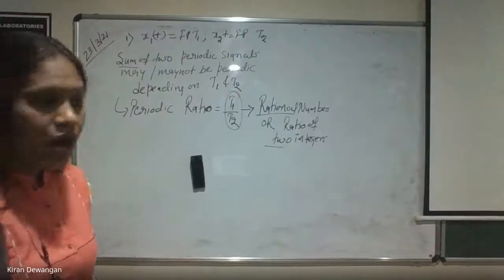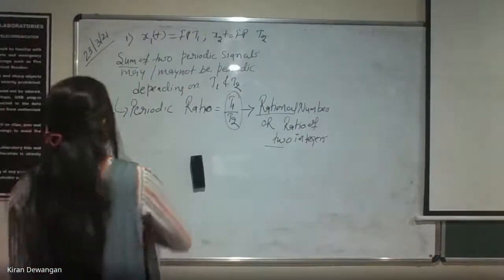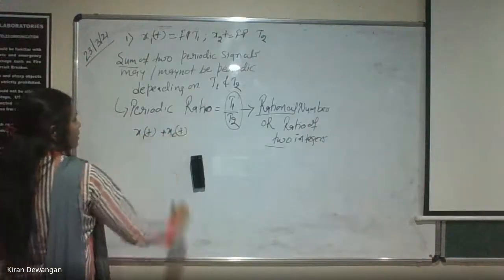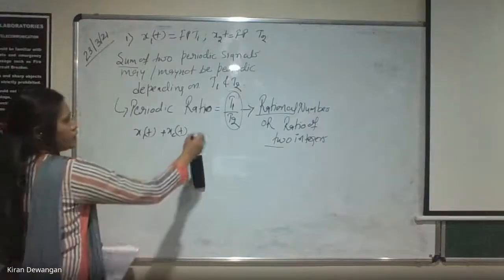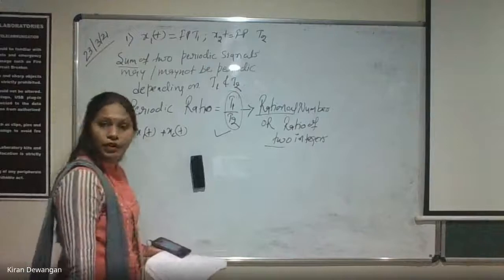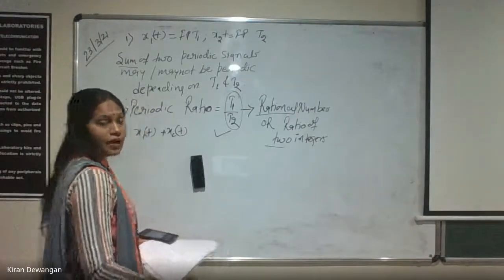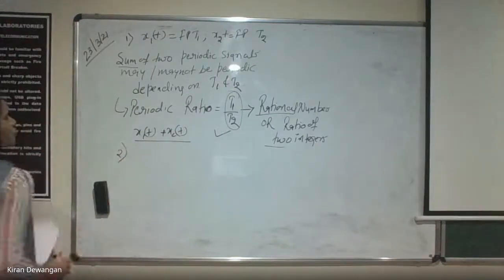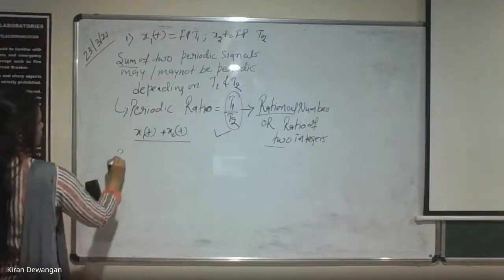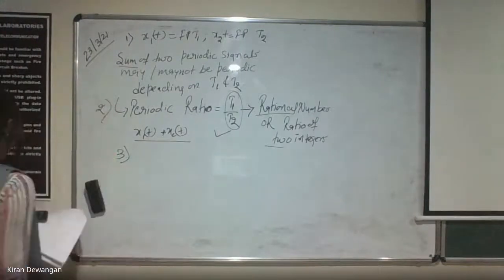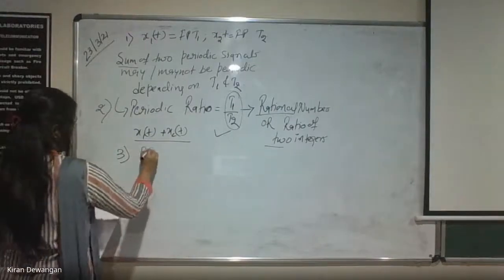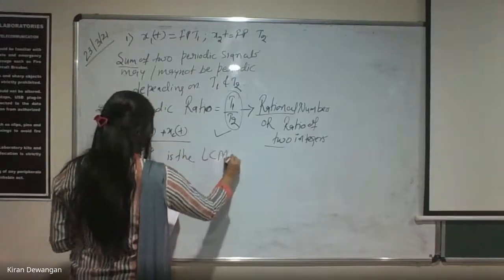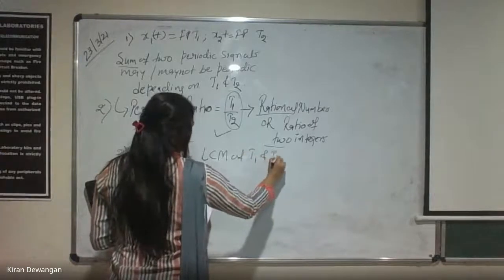Now the third point: how can we find the period of the sum of two periodic signals? मतलब x1(t) plus x2(t). तो यहाँ तक तो we have declared कि ठीक है ये आपका periodic आ रहा है. But what is the time period, the fundamental period of this signal? That is the next point. Let this be the third point. ठीक है, ये आपका second point है. And the third point: the fundamental period is the LCM of T1 and T2.